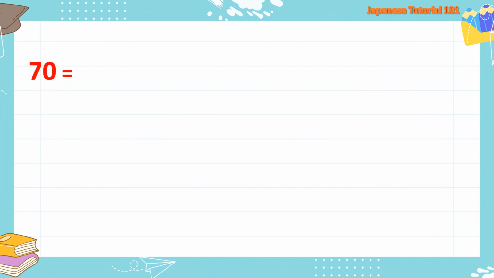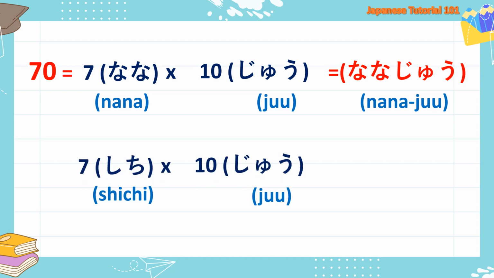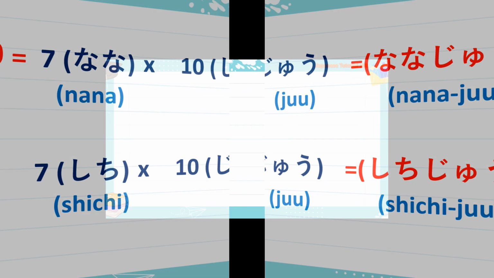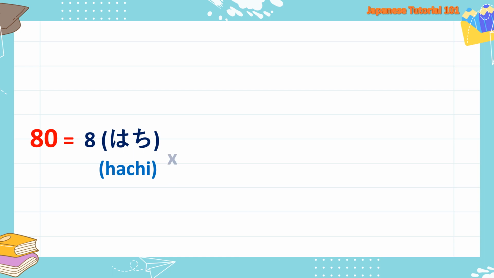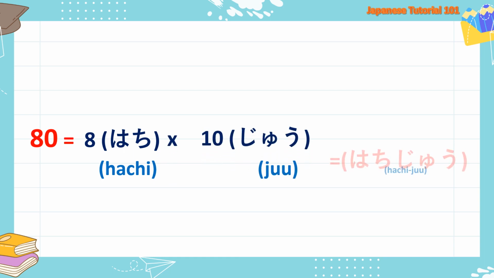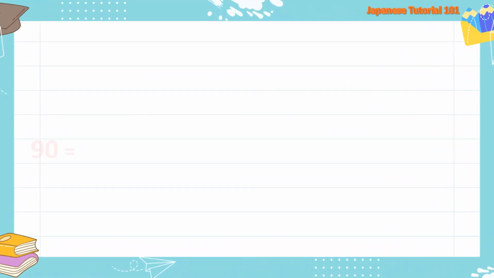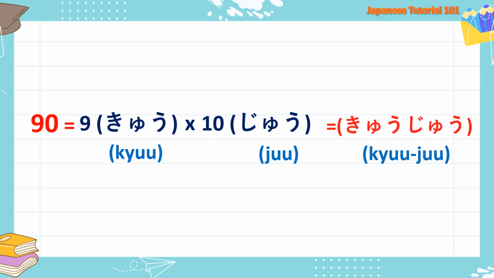Number 70. 7 times 10. 70. Or 7 times 10. 70. Number 80. 8 times 10. 80. Number 90. 9 times 10. 90.